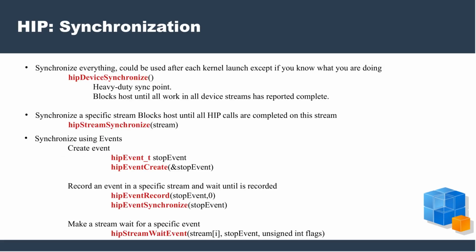hipDeviceSynchronize is a heavy-duty sync point, blocking the host until all device streams complete. For specific stream synchronization, use hipStreamSynchronize(stream). Events offer finer control. Create with hipEventCreate, record with hipEventRecord, and synchronize with hipEventSynchronize. Use hipStreamWaitEvent to make streams wait for specific events, ensuring precise task ordering.